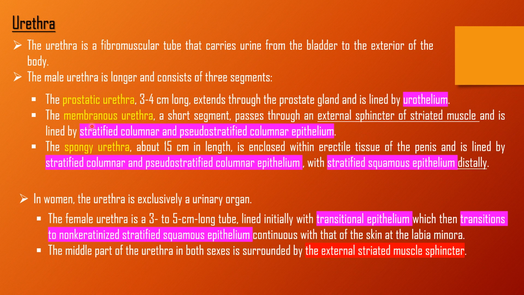Membranous urethra is the middle part of the male urethra, which passes through external sphincter of the striated muscle, and in female urethra the middle part also passes through the external striated muscle sphincter.